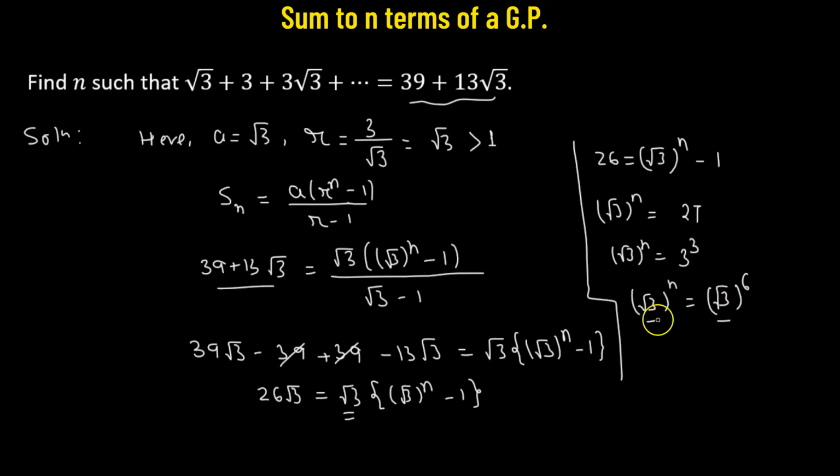Now the base is exactly the same. Since the bases are equal, the exponents will be equal, and this gives us the value of n, which equals 6. That means when you take the first 6 terms of the given geometric series, the sum adds up to 39 plus 13 times square root of 3.